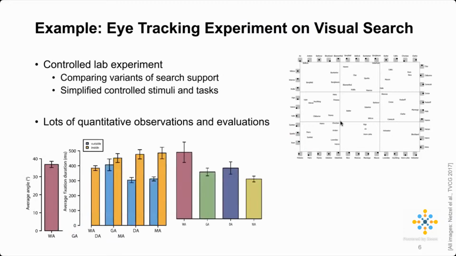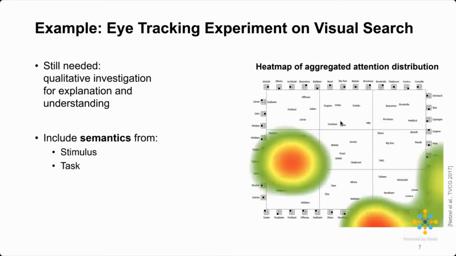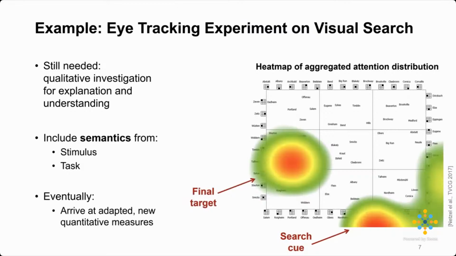Not surprisingly, we collected a lot of quantitative observations and evaluated them by statistical methods. However, we also needed qualitative investigation to explain and understand findings of the experiment. This attention heat map of the eye tracking data can only be understood when we relate it to the semantics of the stimulus and task. The hotspot at the bottom is at the search cue around the map, and the other hotspot is at the final target of the task. However, the evaluation of the study doesn't stop here. Informed by this understanding, we could arrive at adapted new measures to obtain more in-depth quantitative results as well.